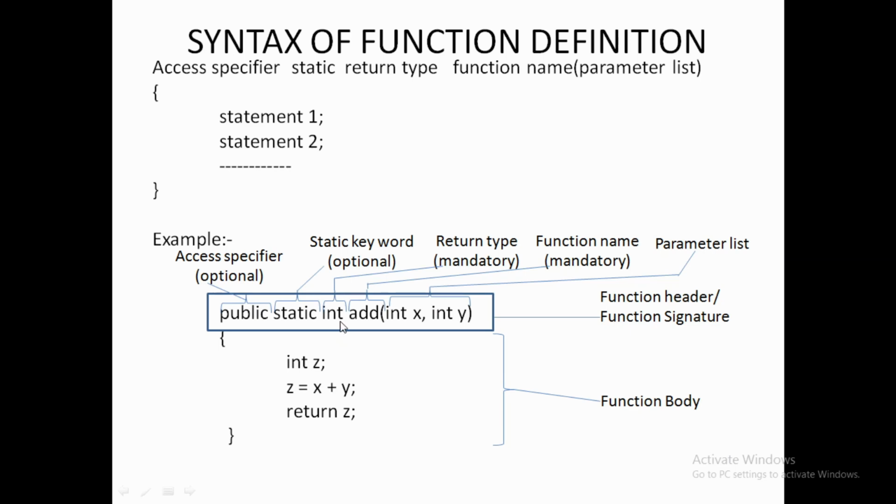What does it mean by compatible? We'll discuss it in a later section, but you can see from this example that the return type of the add function is int and the data type of z is also int, so it matches. That means whatever return type is there in the function definition, the return value must be of the same data type. Okay, so this is how a function definition must be written.